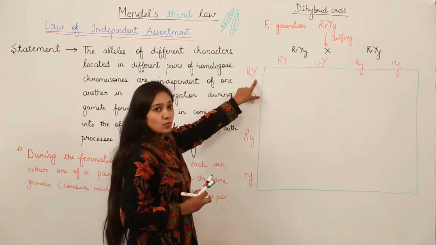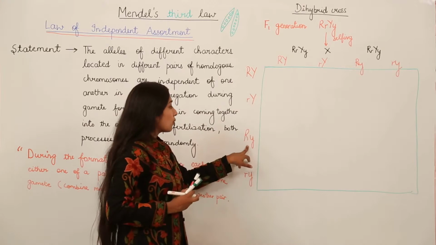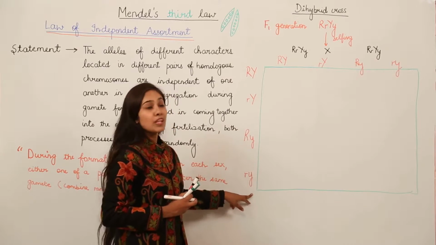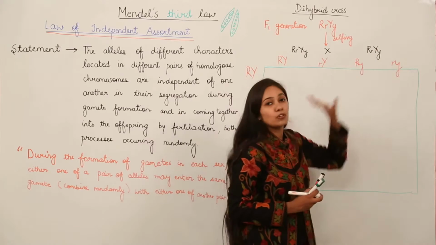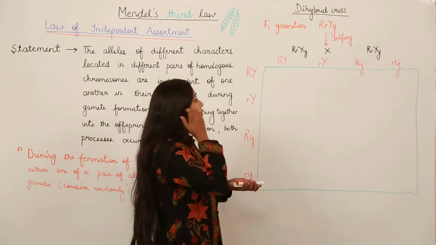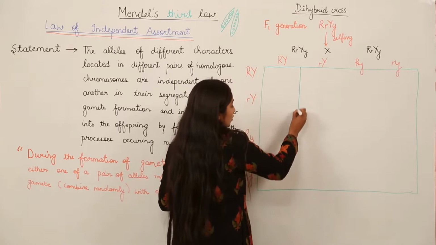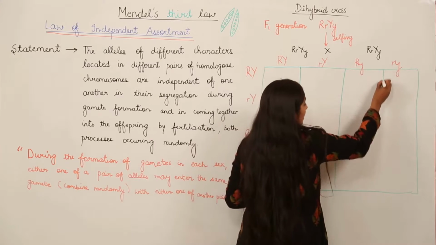Capital R, capital Y. Next you can write small r, capital Y. Next you can change the Y, so we can have a recessive allele here, and then we have small r, small y. The same pattern you are following here, you have to write over this side also. Now we are going to make boxes, because each box is going to encode a separate pair, right?